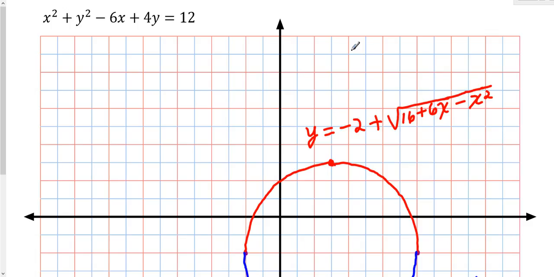Okay, so now we're going to look at implicit differentiation, and we use implicit differentiation in the case where we cannot get y as an explicit function of x. For instance, here's an example.